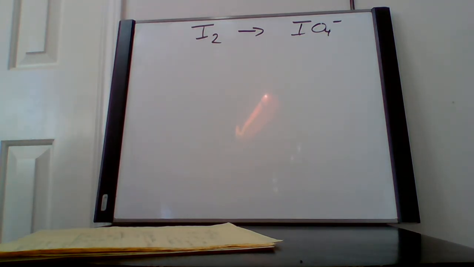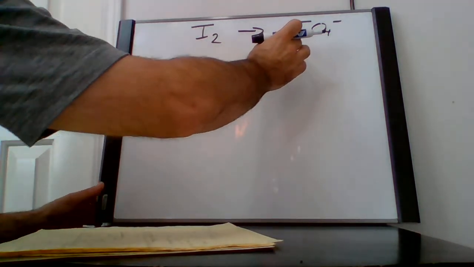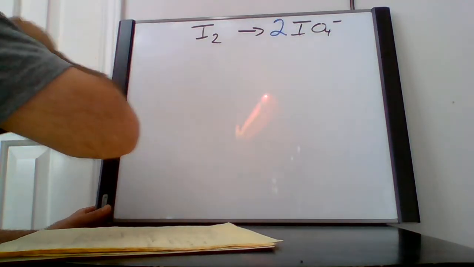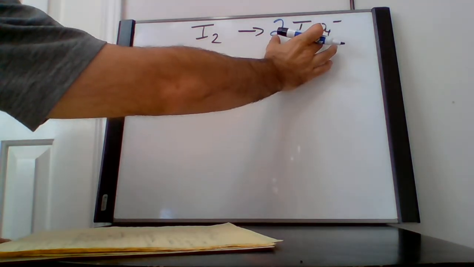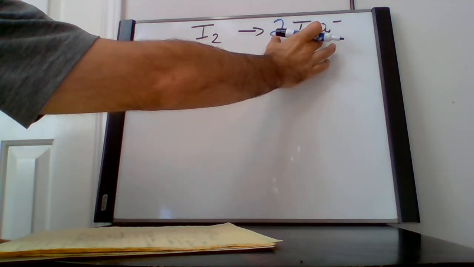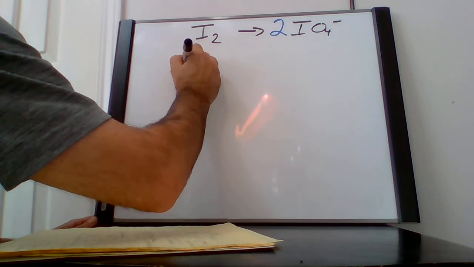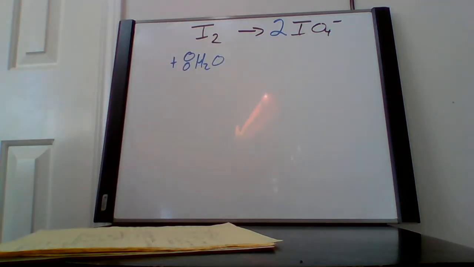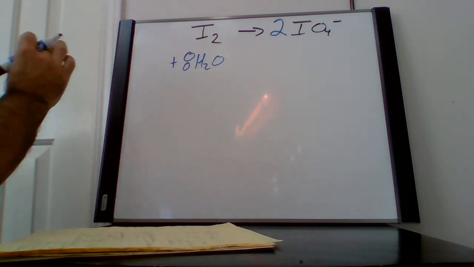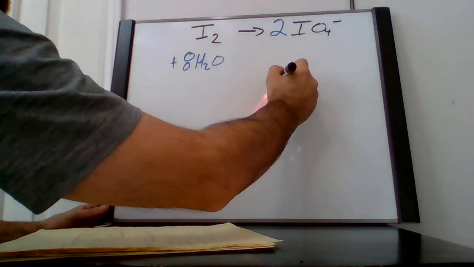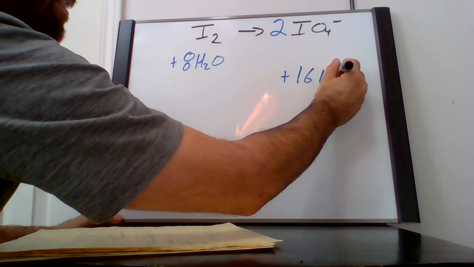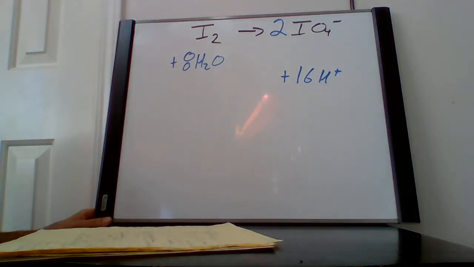So, step 1 is balancing other atoms. The only other atom in this case is the iodine, so I need to have 2 on this side. Okay, we're then going to look at our oxygens. I have 8 oxygens on this side, so I need to add 8 waters to balance out those oxygens. I am then looking at 16 hydrogens on my left side, so I need to add in 16 H plus on this side.